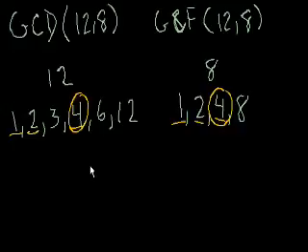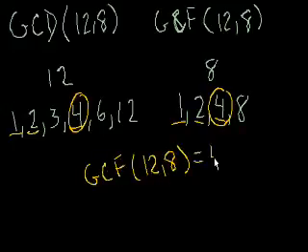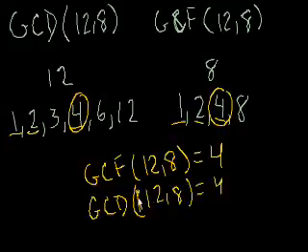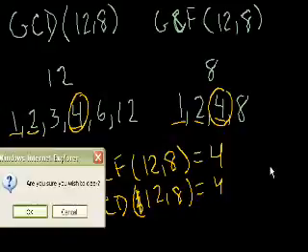Let me write that down just for emphasis. Greatest common factor of 12 and 8 equals 4. And of course, we could have just as easily said the greatest common divisor of 12 and 8 equals 4. Greatest common divisor of 12 and 8 is 4. Let's do another problem.